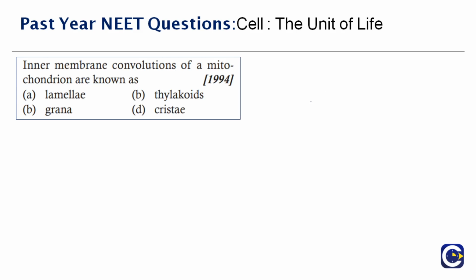Okay, next question. It's a very easy question asked in the year 1994. Inner membrane convolutions of mitochondrion are known as dash. Easy question only. So what is it actually? Any idea? What do you mean by convolutions? You're given 4 options here. Look at the options. Lamella, we already saw what they are. Grana, you know it is a part of the chloroplast. So what do you mean by convolutions?